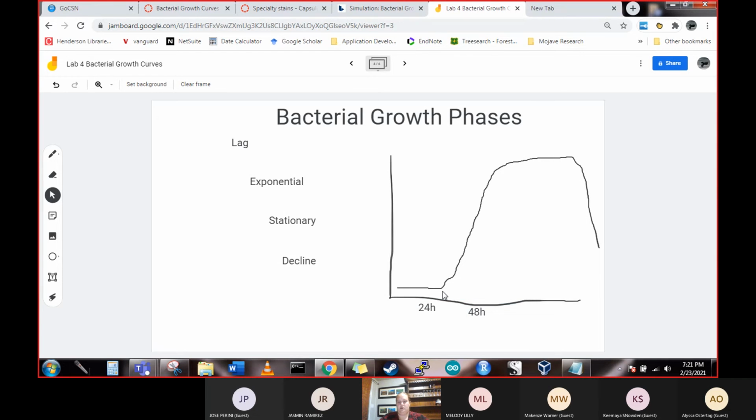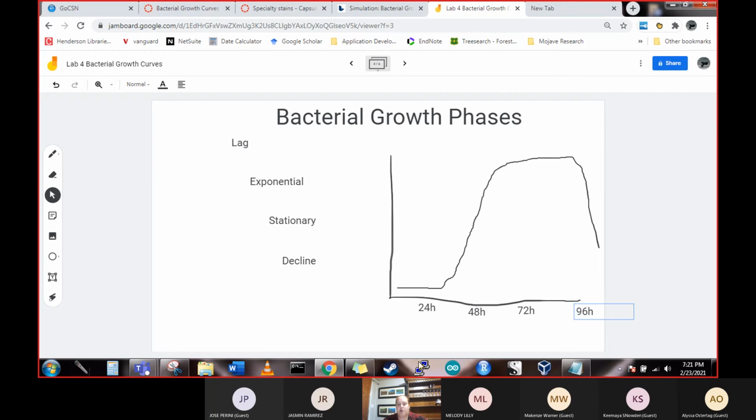So you could get a lag phase where it doesn't really look like it's growing. At 48 hours, you could see significant growth. At 72 hours, you could see a stationary phase where nothing's really changing. And then at 96 hours, or whenever your culture is getting really old, you can see that decline in the number of living bacteria.